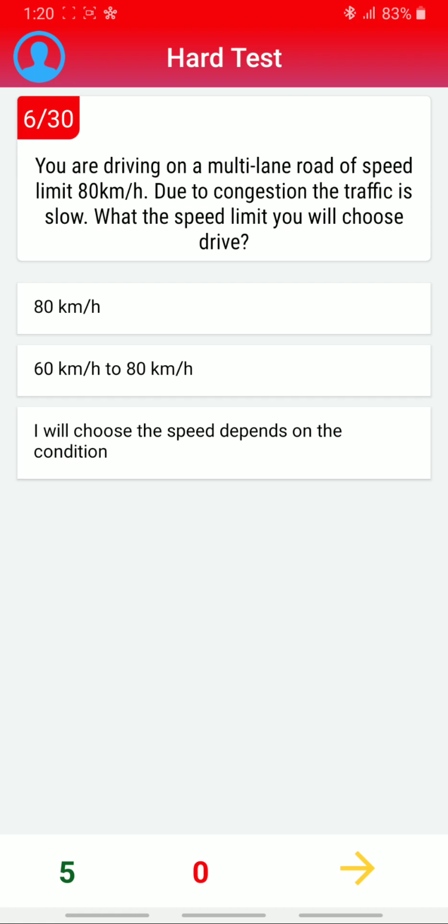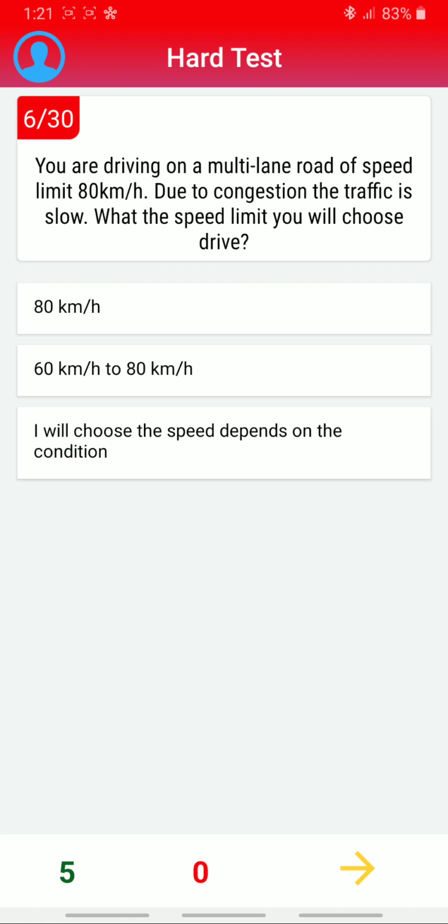Question number 6. You are driving on a multi-lane road with a speed limit of 80 km per hour. Due to congestion, the traffic is slow. What speed will you choose to drive? 80 km per hour, 60 to 80 km per hour, or I will choose the speed depending on the condition. Of course, you will choose depending on the condition.